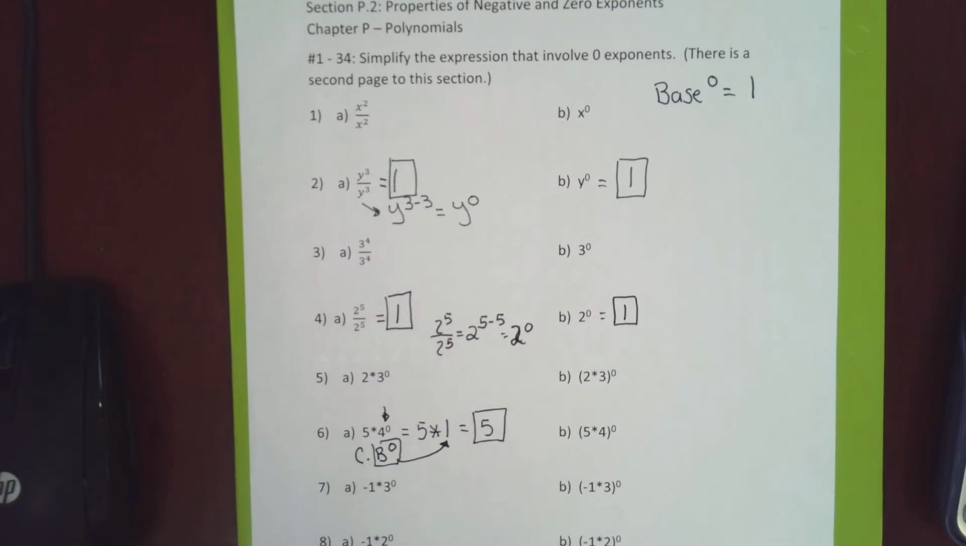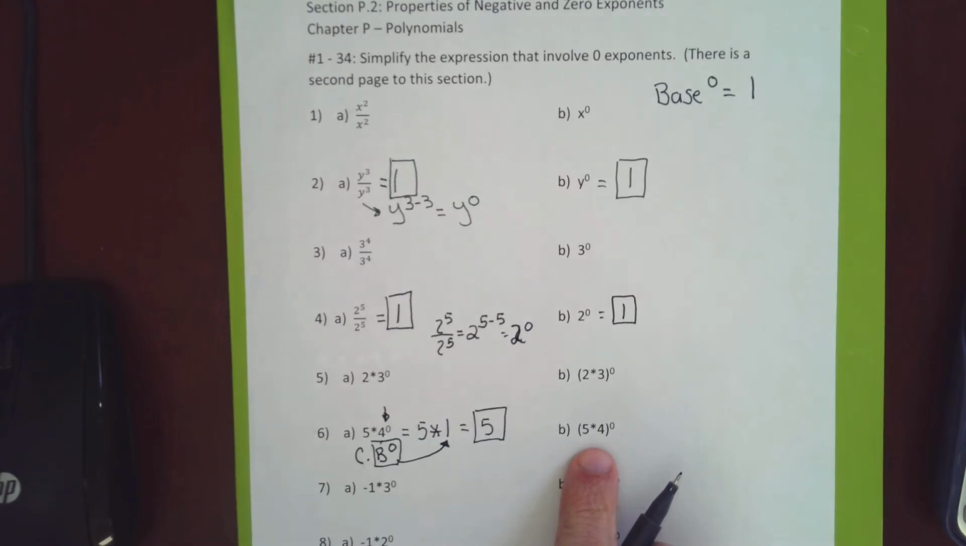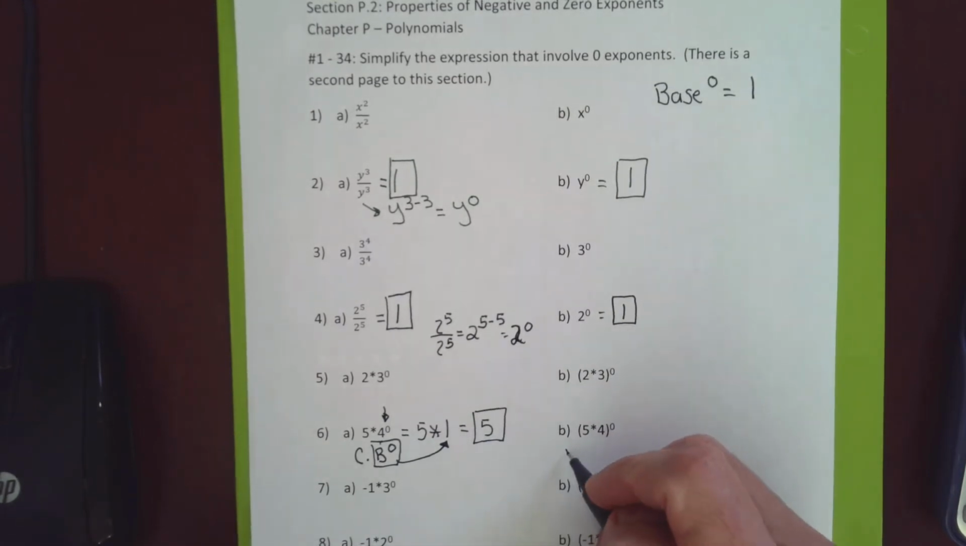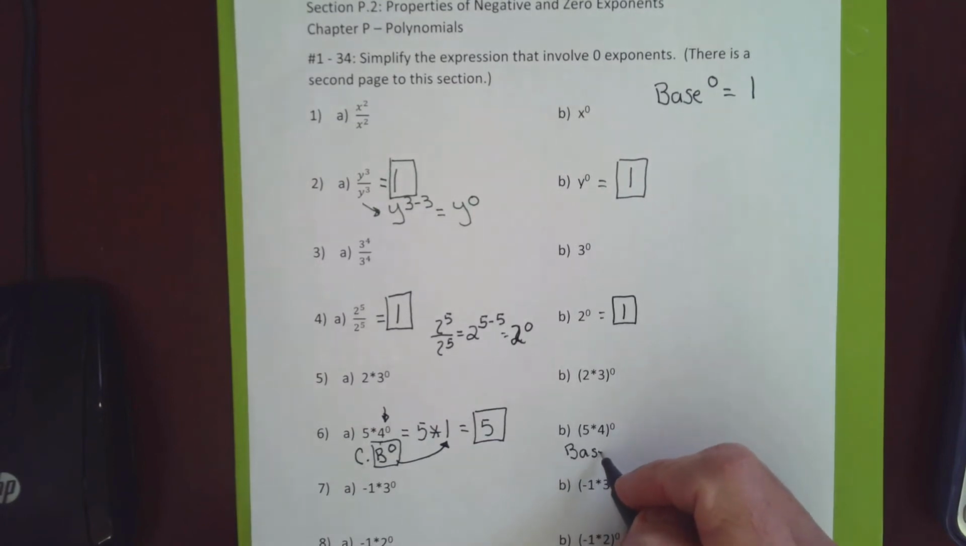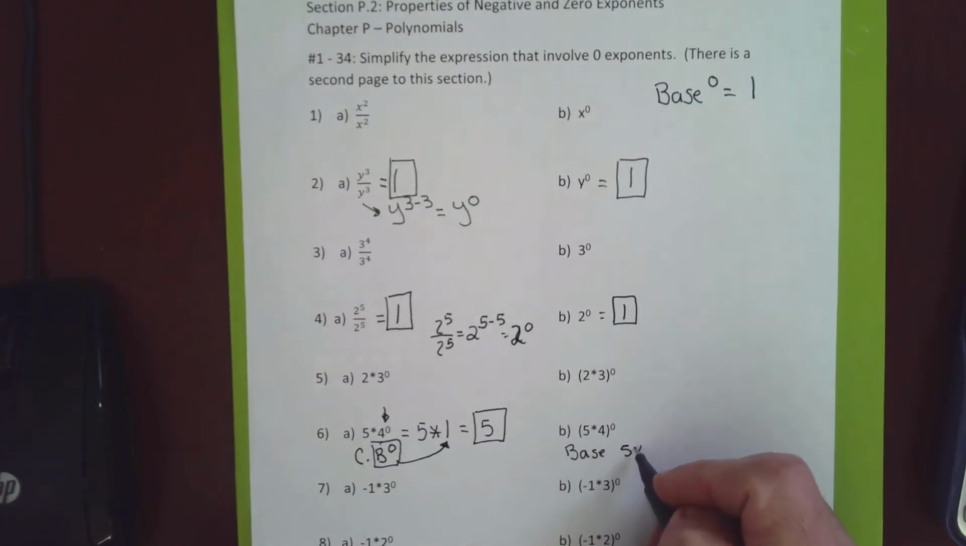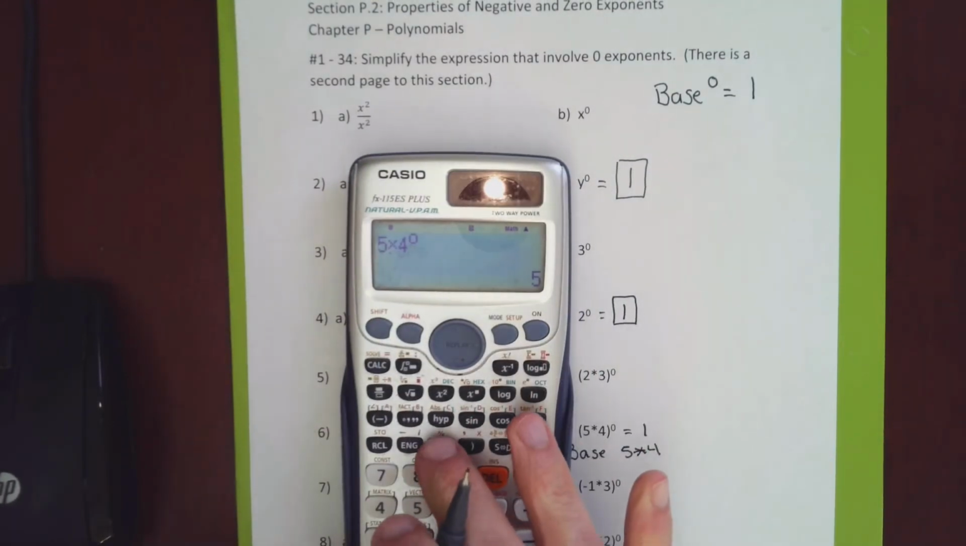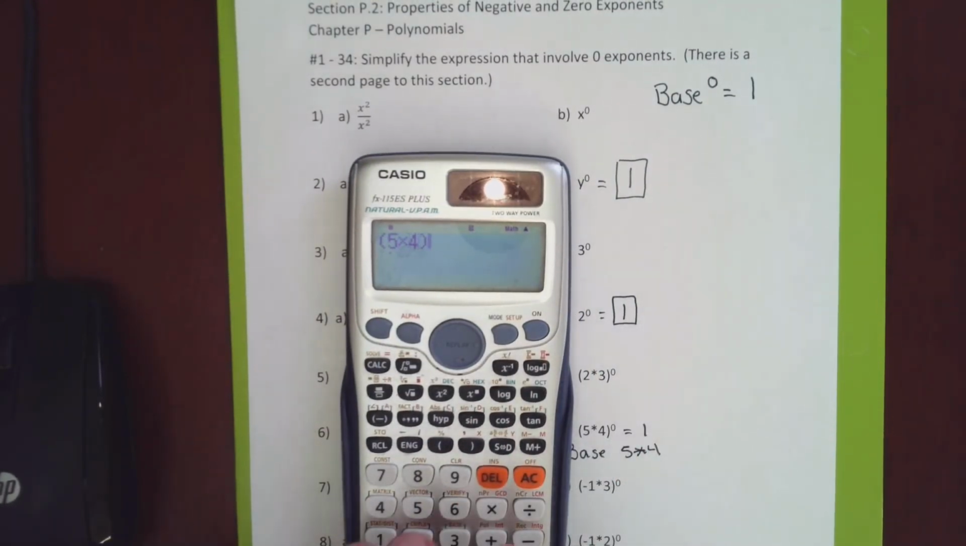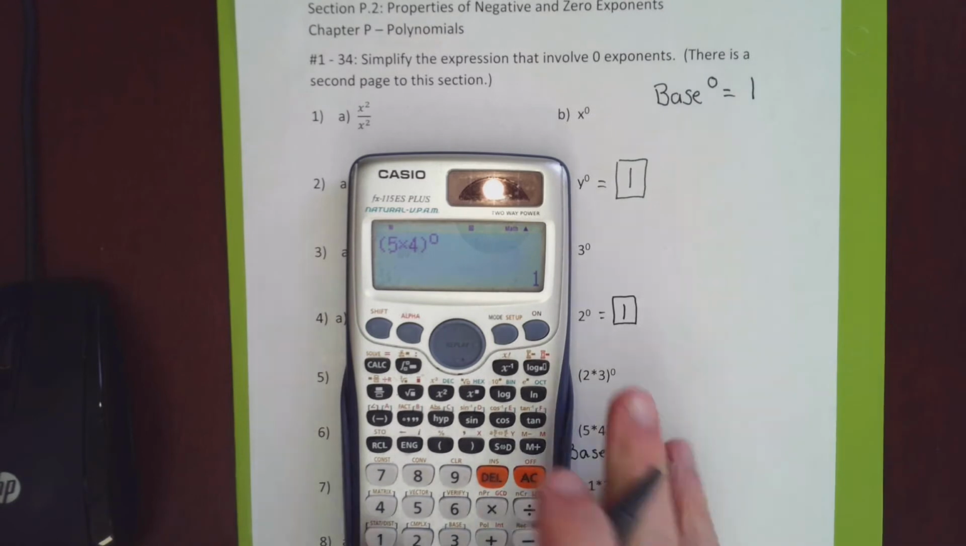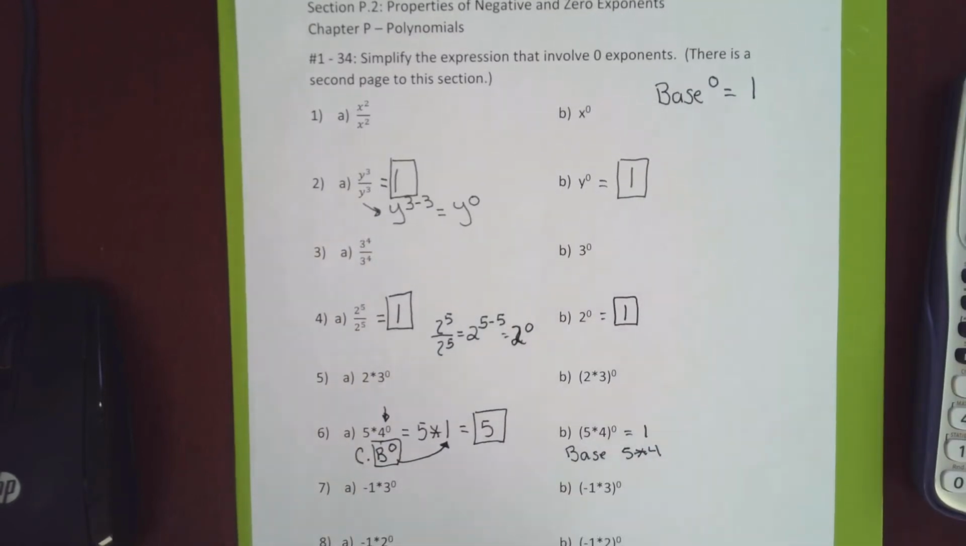Anytime I have a base to the 0 power is 1, orders of operations force me to do the exponent first. The coefficient is a multiplication. It gets done second. In problem part B, the base is the inside of the parentheses, 5 times 4. This is a base to the 0 power. This should equal 1, because a base to the 0 power is equal to 1. If I did this on my calculator, put the base of 5 times 4 in parentheses with an exponent of 0 outside, it's equal to 1. So anytime I have a base to a 0 exponent, I get 1.